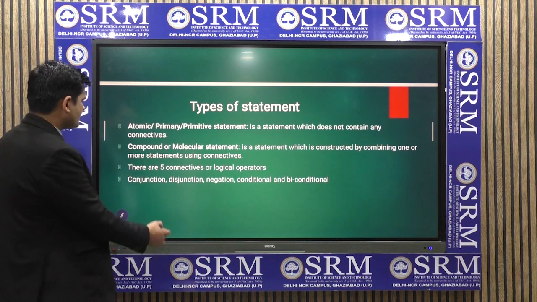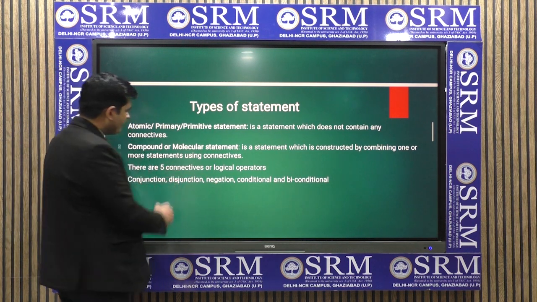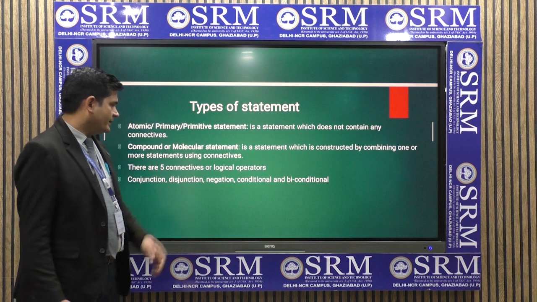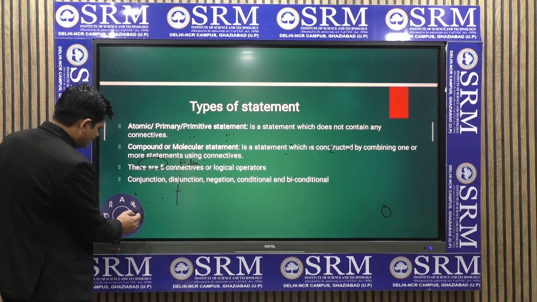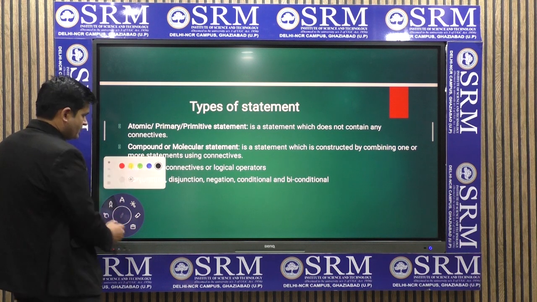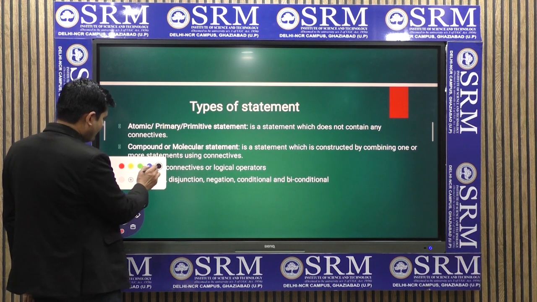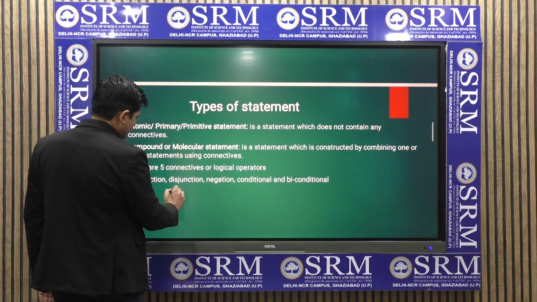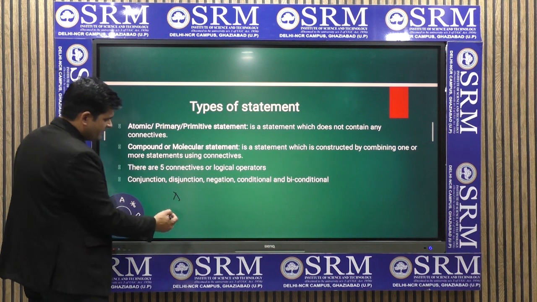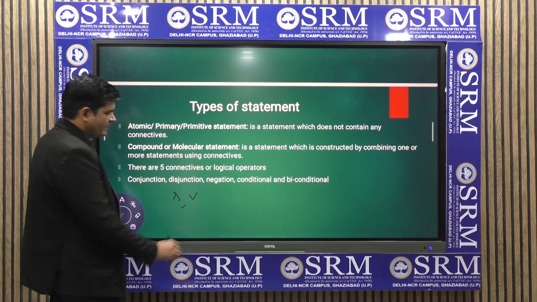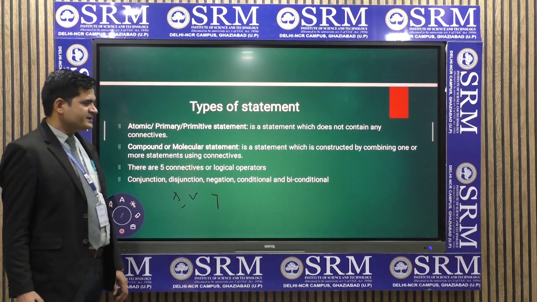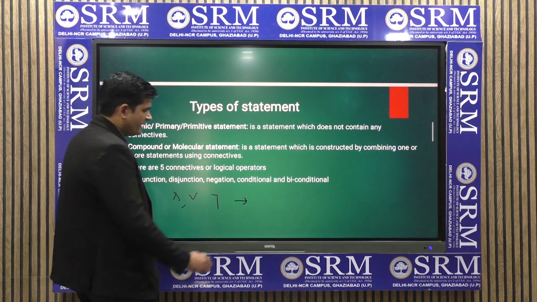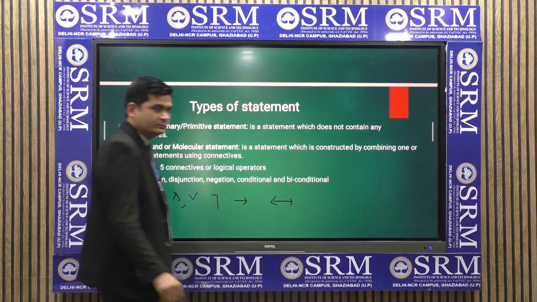So there are five connectives or logical operators: conjunction, disjunction, negation, conditional, and biconditional. Conjunction is denoted by this symbol, the disjunction is denoted by this, negation is denoted by this, and the conditional and biconditional are denoted by the single arrow and the two-sided arrow.